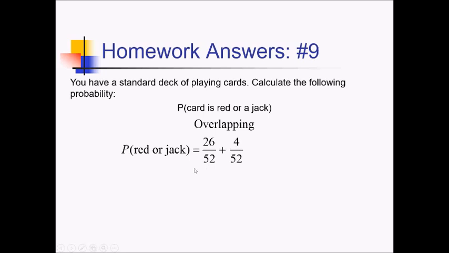But now we have to ask, are there any cards that are being double counted? Are any of these red cards also jacks that got counted twice? Well, we have the jack of diamonds. We also have the jack of hearts. Those are the 2 red jacks. So we're going to have to subtract 2 out of 52 to make that situation right. And now putting it all together, we have 26 plus 4 giving us 30. Minus 2 is 28 out of 52. And we can reduce that by 4s to give us 7 over 13.